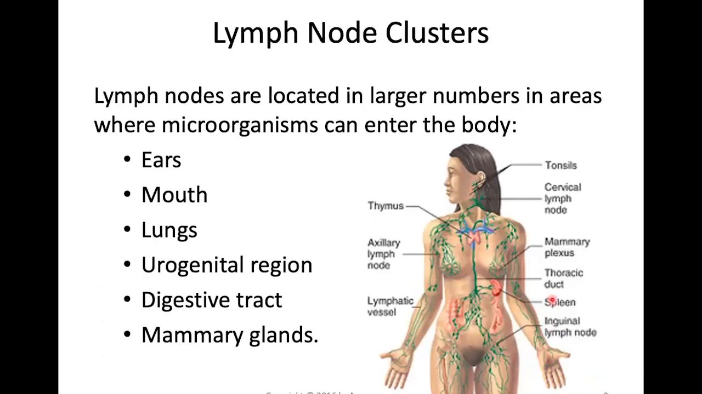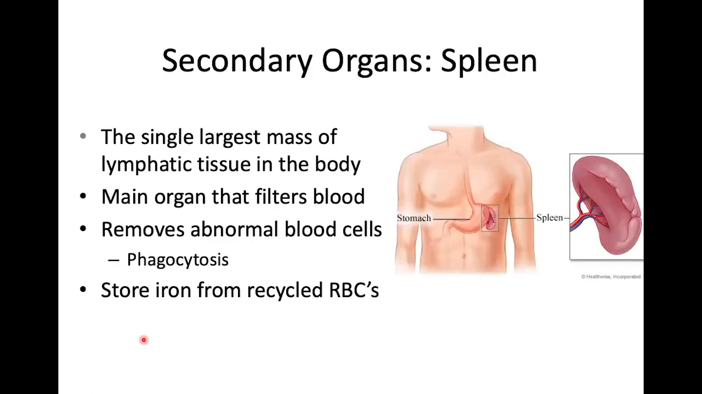Lymph nodes are clustered into specific regions of the body, specifically those that have some sort of connection with the external environment. Those regions are the ears, mouth, lungs, your genital region, digestive tract, as well as the mammary glands. We also have the presence of secondary organs, primarily the spleen, and then lymphatic nodules.